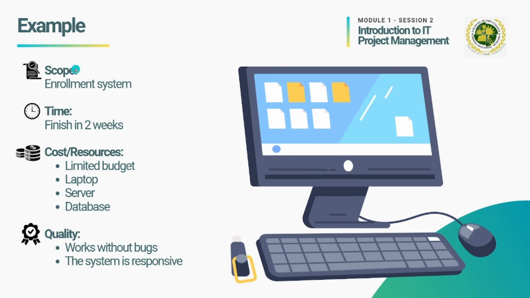Now in this example, we have an enrollment system for the scope. These are the current scope that we're trying to build. Now, for the time, we were able to finish it in 2 weeks, which is kind of unrealistic. But for this example, we'll just use that time frame.